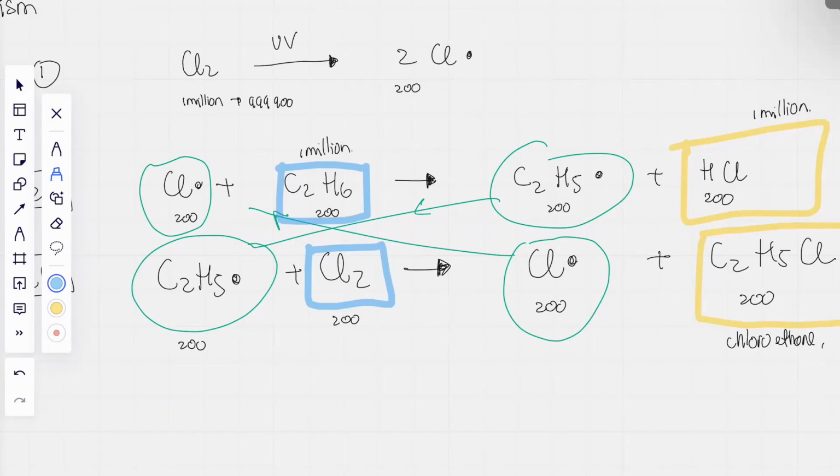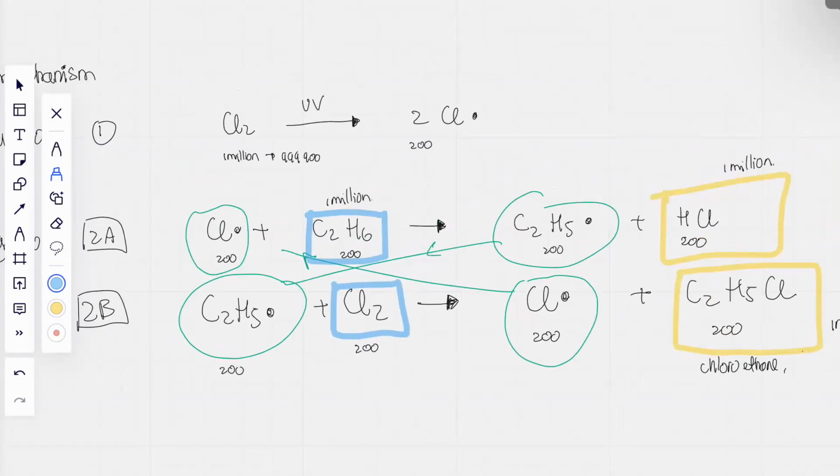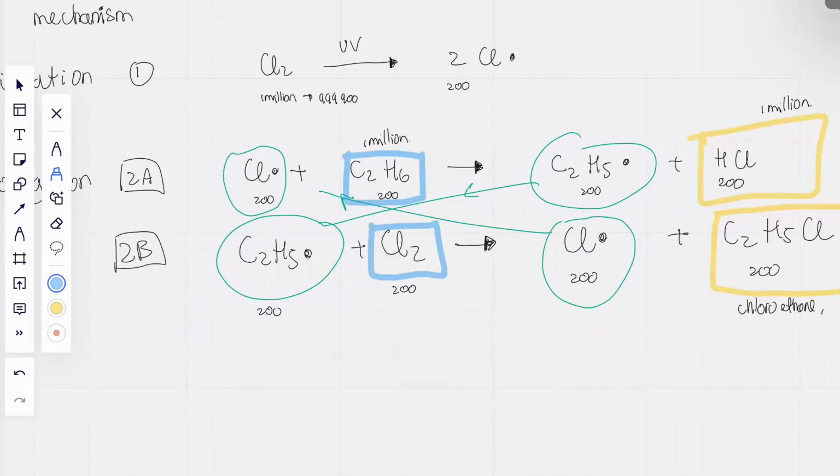So you have 1 million Cl2 and 1 million ethane. You react them together using this process. Then you will get almost 1 million HCl and almost 1 million chloroethane. So you have that extra.